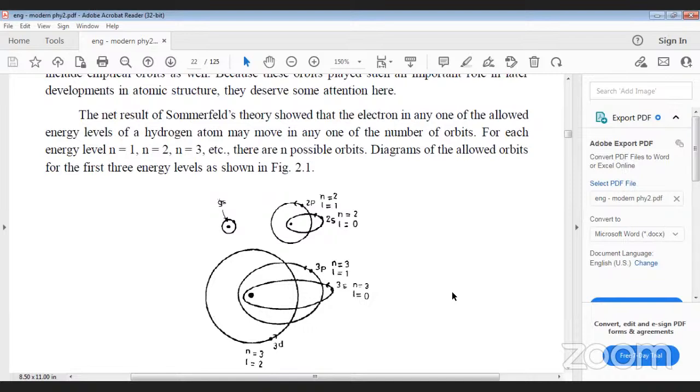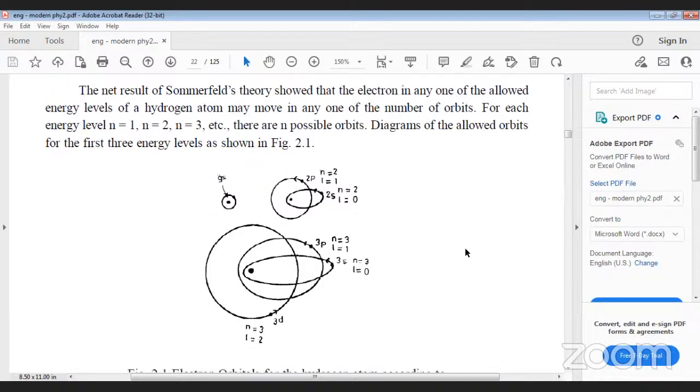He showed that an electron in any one of the allowed energy levels of a hydrogen atom may move in any one of a number of orbits. The energy levels have principal quantum number n equals 1, 2, 3, and also n equals 4 up to infinity. So these are the possible orbits.